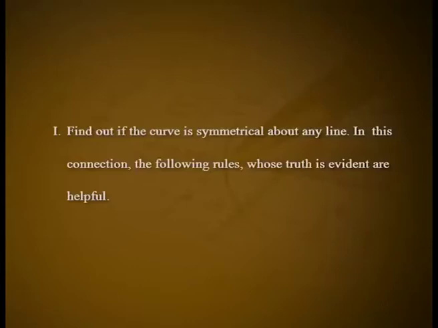First, find out if the curve is symmetrical about any line. In this connection, the following rules whose truth is evident are helpful. 1. A curve is symmetrical about x axis if the powers of y which occur in its equation are all even. 2. A curve is symmetrical about y axis if the powers of x which occur in its equation are all even. 3. A curve is symmetrical about the line y equals x if on interchanging x and y its equation does not change.